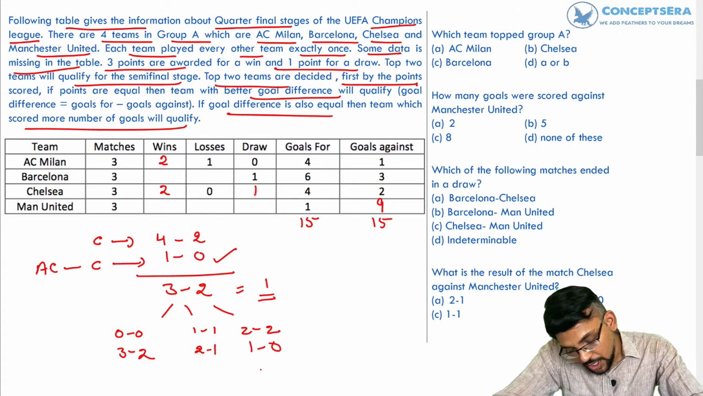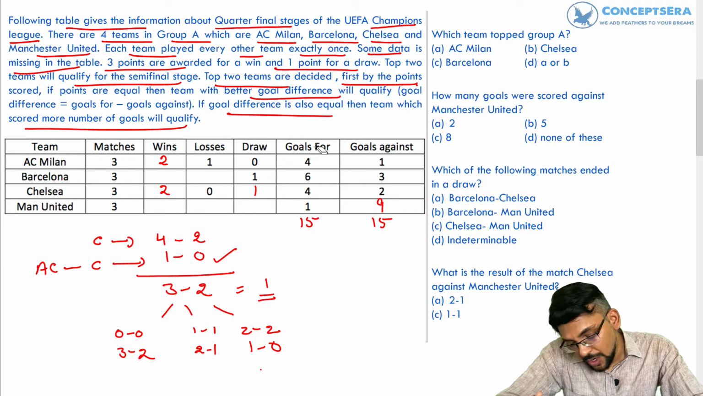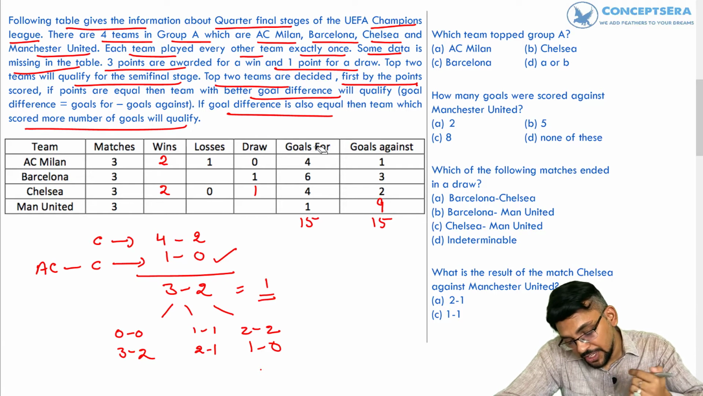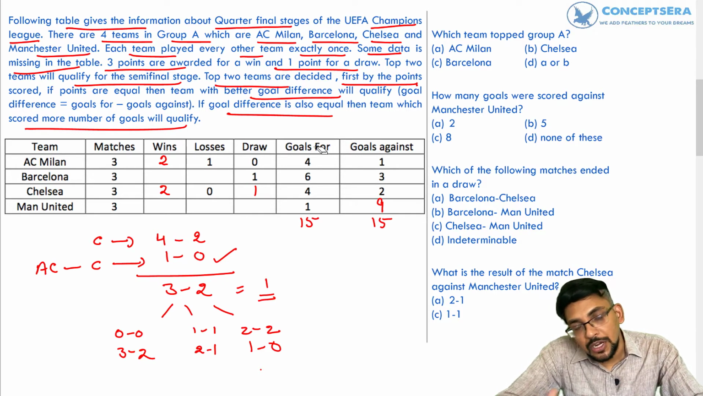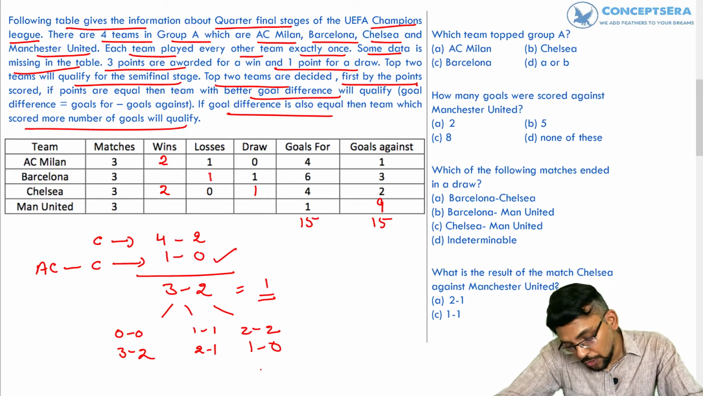If you see Barcelona, the goal line is 6-3. And when the goal line is 6-3 and AC Milan won 2 matches and there is 1 loss, and that loss happened because of Chelsea. So in the match between AC Milan and Barcelona, Barcelona lost this match. So definitely we can say one loss is there. Now out of 3 matches, one draw is definitely there, one loss is there.